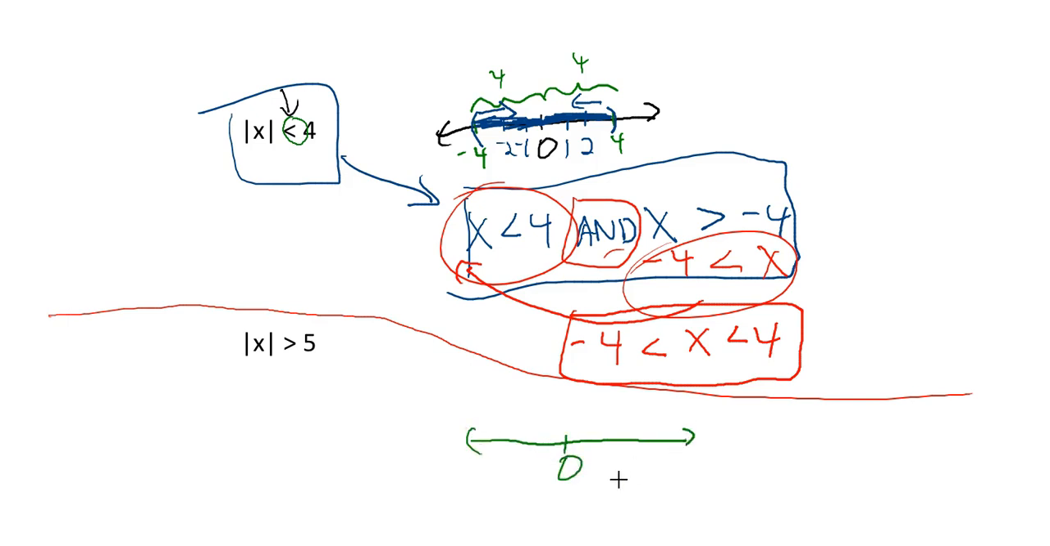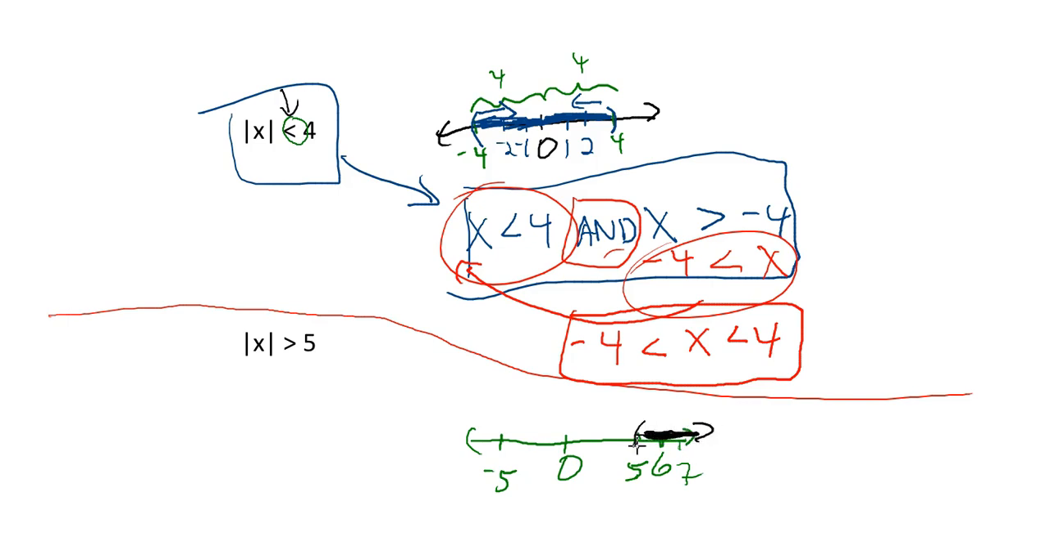Here's 0. The numbers that are exactly 5 away are 5 and -5, right? Those numbers have a distance from 0 equal to 5. But for this inequality, I'm looking for numbers that are further away than that. I'm looking for numbers that have a distance from 0 more than 5. So for example, 6, right? 6 has a distance from 0 greater than 5. 7 has a distance from 0 greater than 5. Let me switch colors here. So it's going to be all the numbers further away from 0 than 5 is.